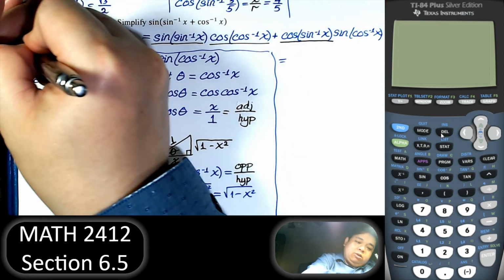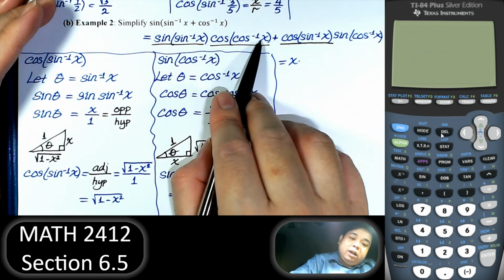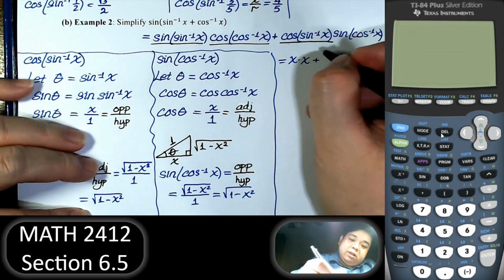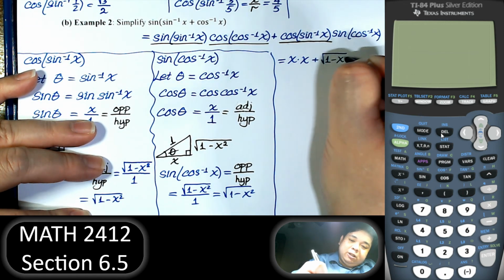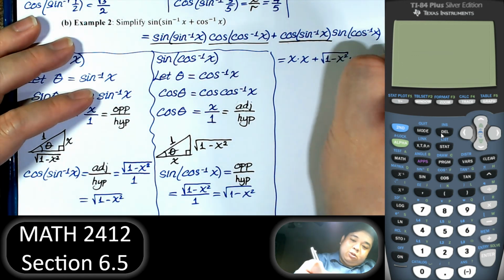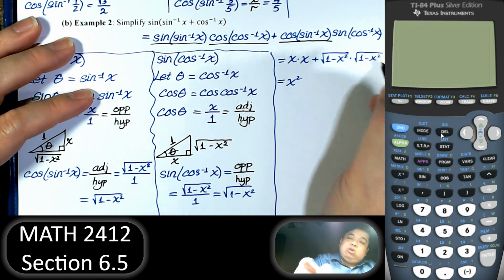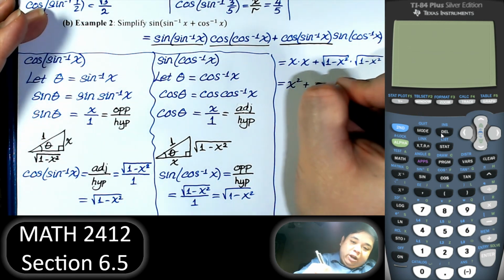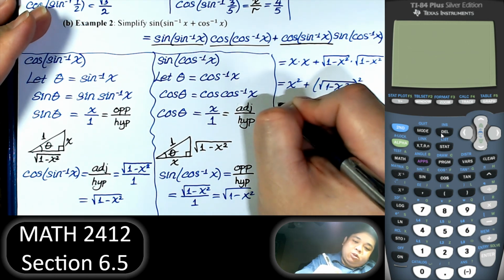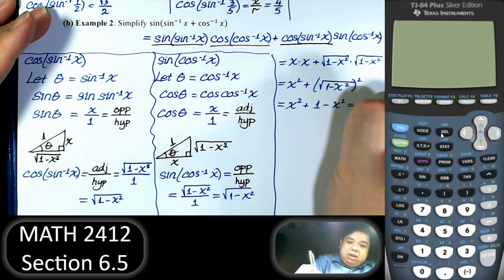And put everything together, sine and sine inverse cancel out, cosine and cosine inverse cancel out, cosine of sine inverse is square root of 1 minus x squared, and sine of cosine inverse is also square root of 1 minus x squared. We have x squared plus, square root times square root is a square, the square cancels the square root, so we have x squared plus 1 minus x squared. The x squared terms cancel out, that gives us 1.